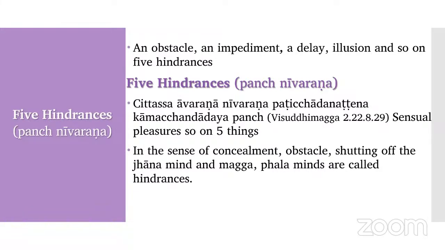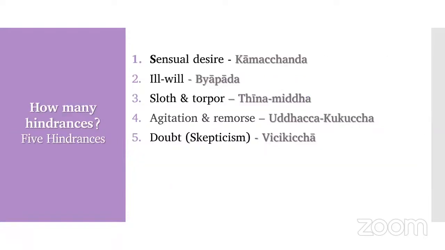So these are the 5 hindrances. The first one is sensual desire, or lust. That is what is called kāmacchanda in Pali.